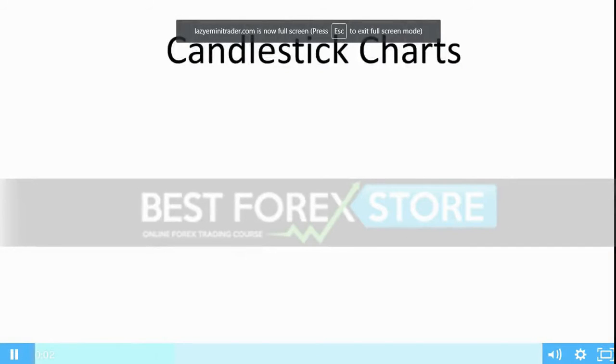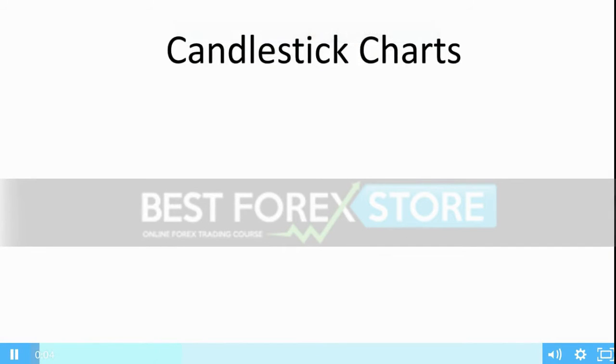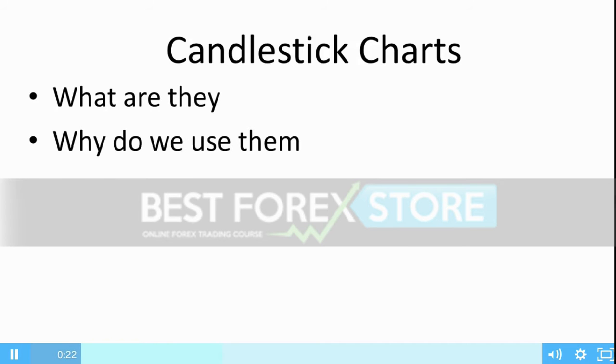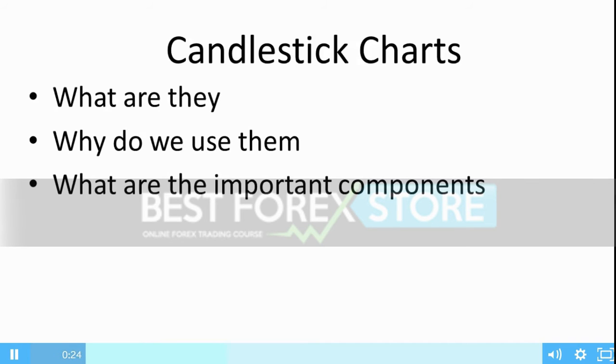In this lesson, we're going to discuss the foundation of candlestick charts. Now, it may seem elementary to some. However, it's very important for everybody, all traders, to understand why we use this particular type of chart and the structure behind the candlesticks themselves. Throughout this lesson, we're going to learn what they are, why we use them, what the important components of candlesticks are, and how we use them.